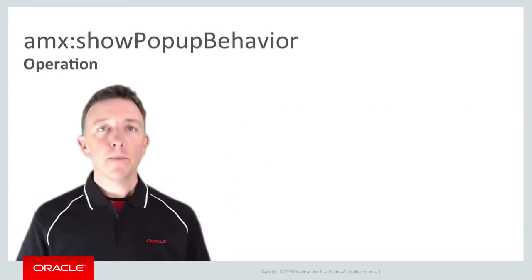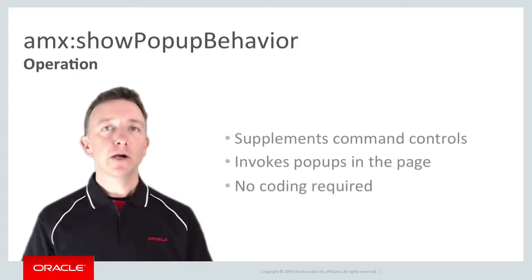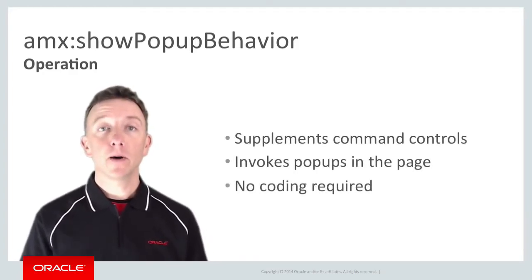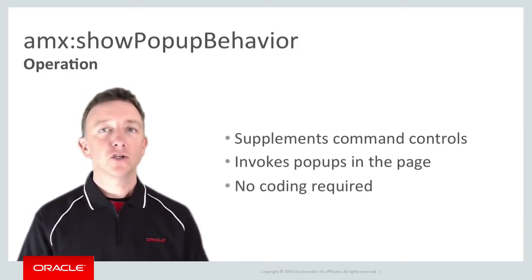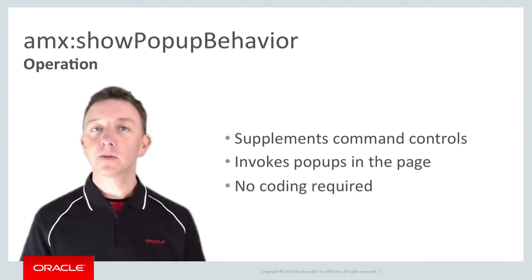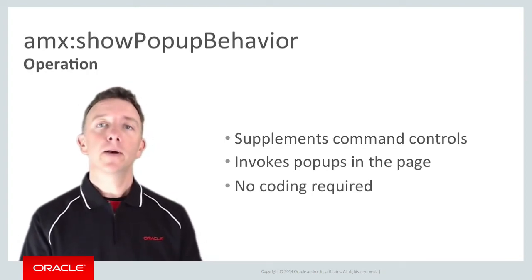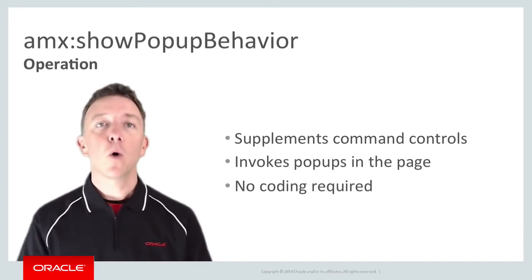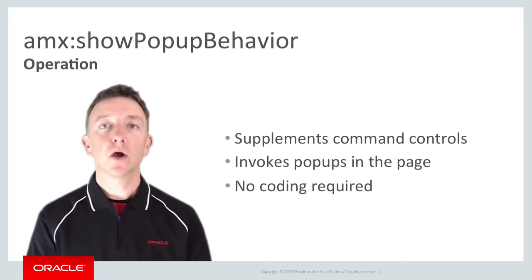The showPopupBehavior tag, as you know, saves the programmer from having to write code to invoke a pop-up when a button is pressed. Rather, the showPopupBehavior just takes the popup ID as a parameter, and when the parent command button is invoked, the popup will automatically be opened with no special code.